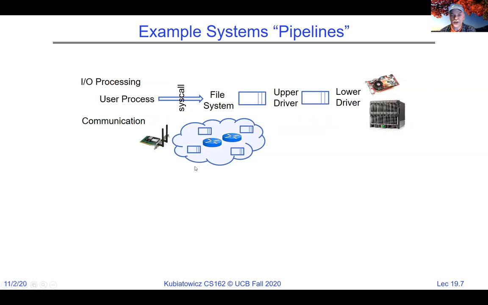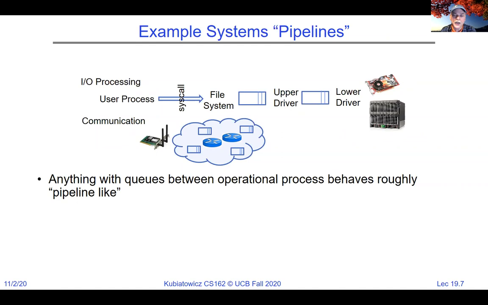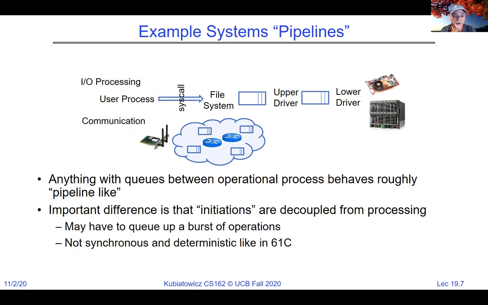Okay, or in communication, typically you've got a whole bunch of queues throughout the network, and those queues all work for each other, and you have a lot of routers, and the routers are all working in parallel. And so ideally, if you're communicating, say, between Berkeley and Beijing, you have a nice clean path with a lot of packets in the pipeline from point A to point B, and they're all moving their way along. Okay, and we'll talk about that level of pipelining when we talk more about networking in a week or so. So anything with queues between an operational process behaves roughly pipeline-like. And so that analysis we were talking about applies.